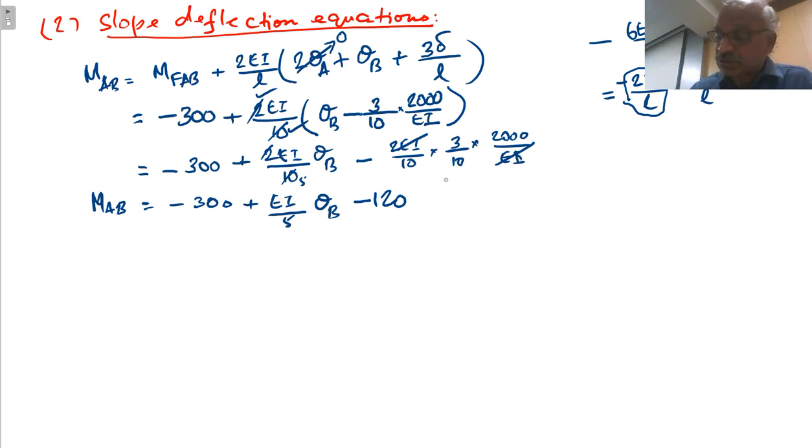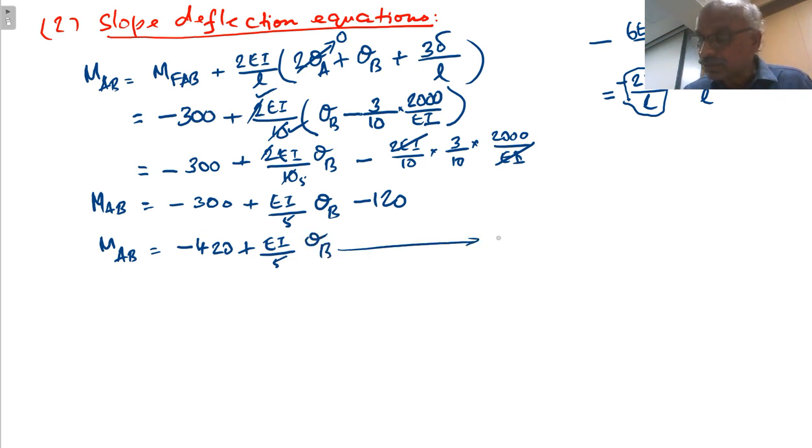We can further simplify also. MAB equal to minus 420 plus EI by 5 into theta B. So this is one slope deflection equation. So like this you have to simplify. So you have to account for the settlement here, right?